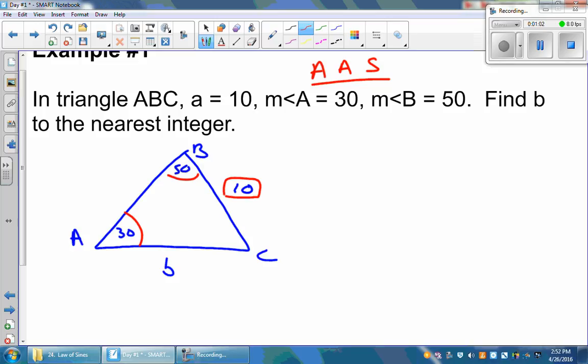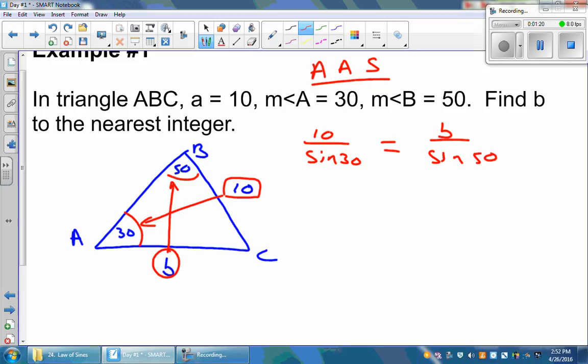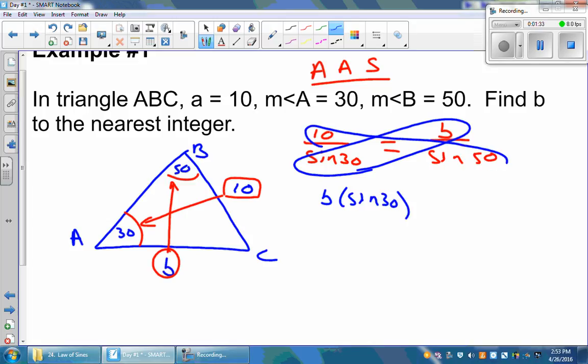Really important, the 10 and the 30 are going to be paired up in one fraction. I'm going to say that I have 10 over the sine of 30 is equal to, and the little b is going to be paired up with the 50 degrees, so it's little b over the sine of 50. Once I have my proportion, a fraction equals a fraction, I'm going to cross multiply. I'm going to take the bottom left and multiply by the top right. That'll be b times the sine of 30. And I'm going to take the top left, multiply it by the bottom right. That'll be equal to 10 times the sine of 50.